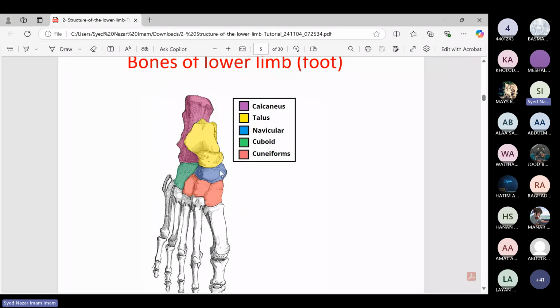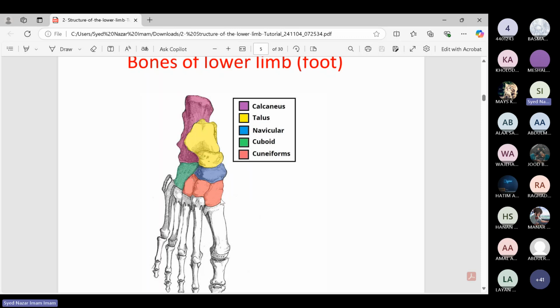So this is your talus, and in front of the talus, we have the navicular bone. And in front of the navicular bone, we have three cuneiforms: the medial cuneiform, the intermediate, and the lateral cuneiform. And there is one bone anterior to the calcaneum that we call the cuboid. So these are the tarsal bones. You should go and identify these tarsal bones tomorrow in the dissection room.